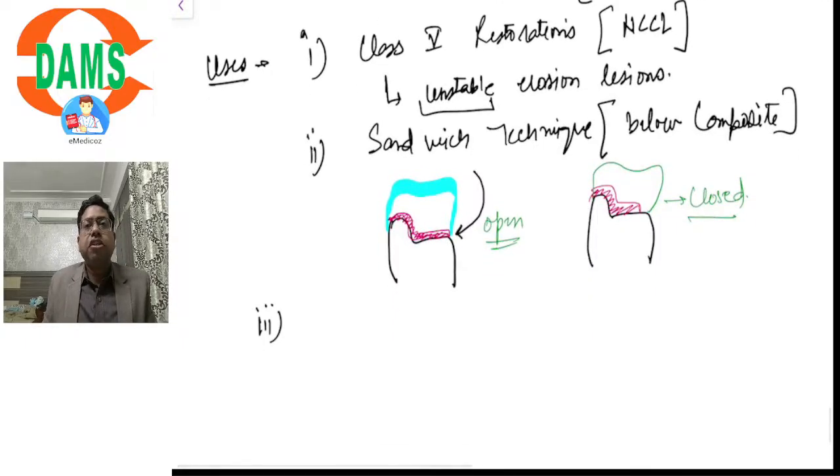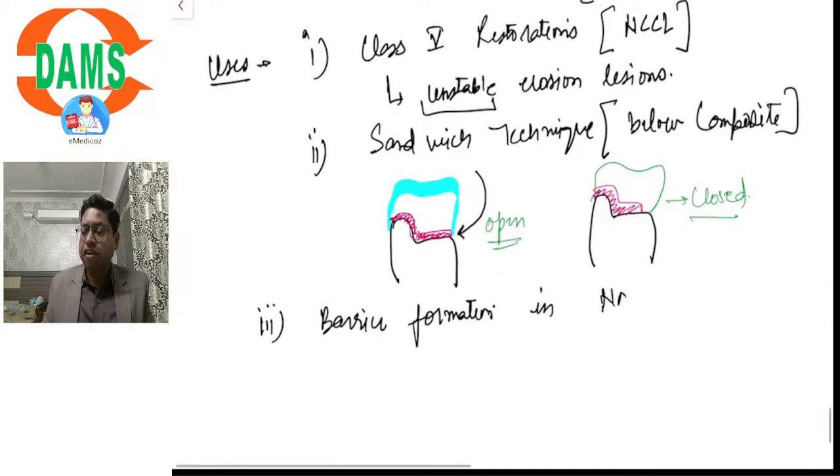Another potential use of RMGIC is as a barrier formation. Barrier formation where? Barrier formation in cases of non-vital bleaching. In the walking bleach technique, we apply a barrier of RMGIC to prevent the seepage of bleaching materials from the pulp chamber toward the cervical dentinal tubules.